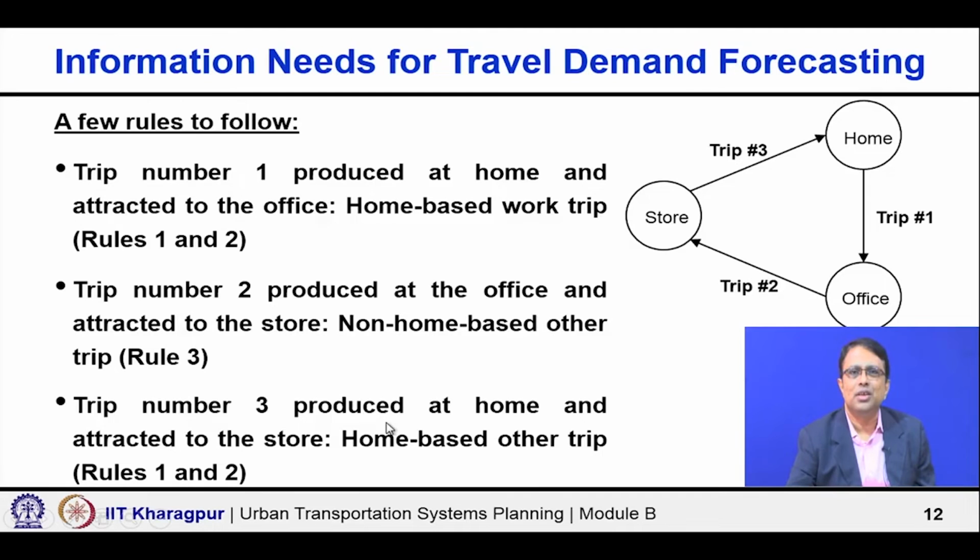Trip 3 is from store to home, but one end is home. So, we are saying produced at home and attracted to store, right. So, it is also home based, but not home based work, but home based other trip, right. So, the 3 examples we gave earlier, we said that 3 possible classification: home based work, home based other, non home based, right. So, all 3 examples we gave you here.